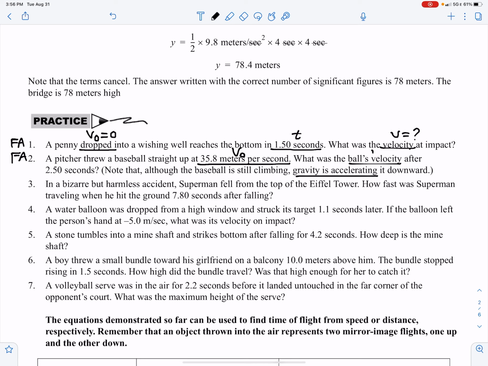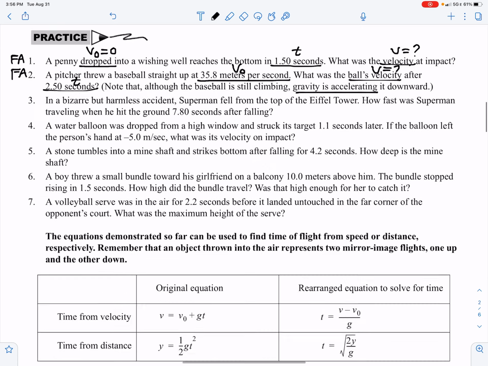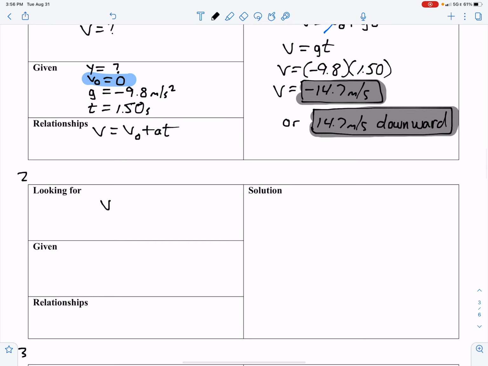We want to know the ball's velocity after 2.5 seconds. So again, we're looking for velocity. We do not know how high the ball got. We do know the speed, g and t. The speed we were given is that the pitcher threw the ball at 35.8 meters per second going upward. G is always negative 9.8. And the time in this question was 2.5 seconds.